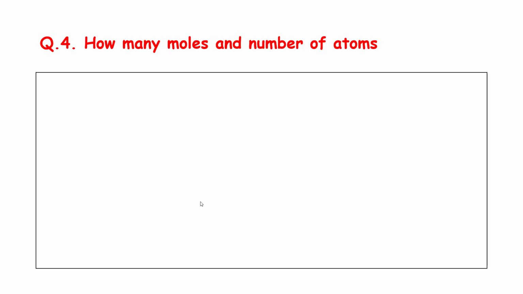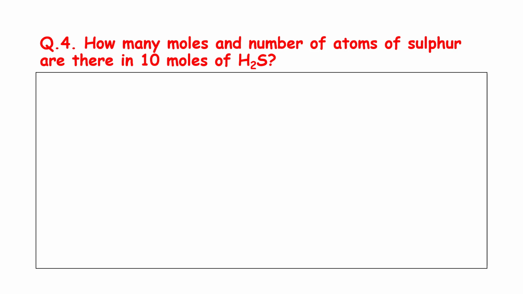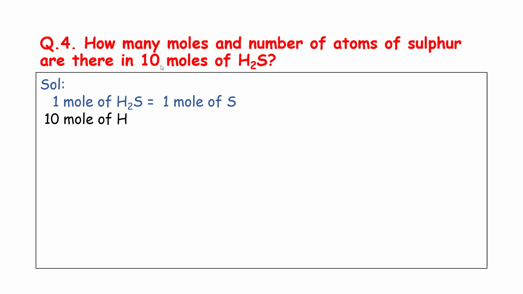If I again give you a question, how many moles and number of atoms of sulphur are there in 10 moles of H2S? Now here they have given you the number of moles of H2S as 10 moles. So now moving on to the solution part. We know 1 mole of H2S will consist of 1 mole of S. So 10 moles of H2S is X. So again cross multiplying it. X into 1 is equal to 10 into 1, we get the value as 10 moles. Now the value of mole we have calculated as 10.